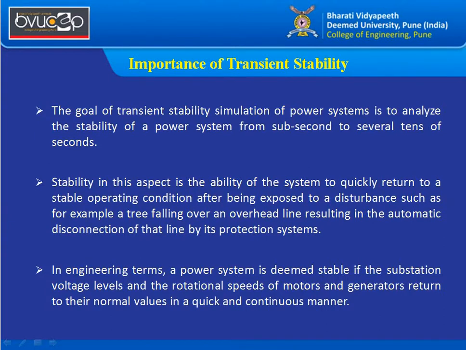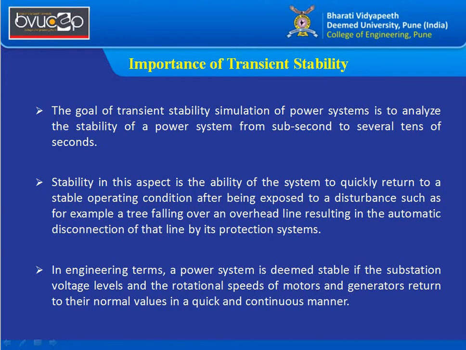Now let us go to the transient stability analysis. So that was the part of the fault analysis. So, importance of transient stability. The goal of transient stability is to analyze the stability of the power system from sub-second to several tens of seconds. Now we know that whenever a fault occurs in the system, the moment the fault has occurred, we can say the system is under stable condition for a few seconds.